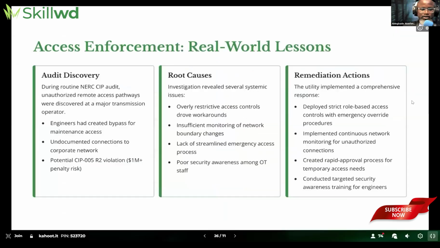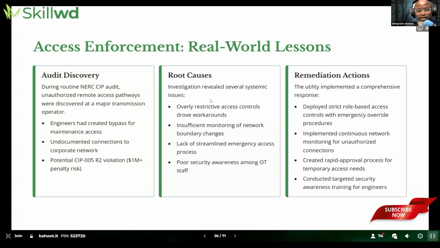Access enforcement. Here, during a NERC CIP audit, another one, an unauthorized remote access was discovered during a major transmission operation. The engineers created a bypass for maintenance access. And this happens a lot. People just bypass the regular process, and when we do an audit, this can be easily found. There was no documentation in terms of their connection to the corporate network, and that's a potential violation of CIP-005 access control. That can easily lead to a fine of $1 million. If it's willful negligence, they could really come after you.